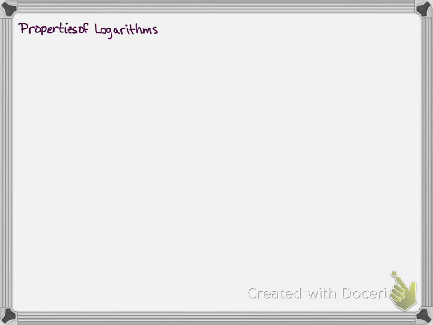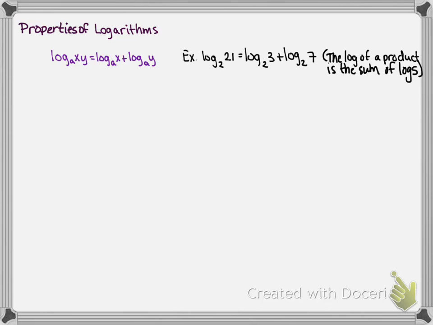Properties of logarithms. Just as exponentials had laws, we've got properties or laws of logarithms. So first, the log of a product equals the sum of two logs, or the log base a of xy equals the log base a of x plus the log base a of y. For example, the log base 2 of 21 could equal log base 2 of 3 plus the log base 2 of 7, because 3 times 7 is 21. So in words again, the log of a product is the sum of the logs.